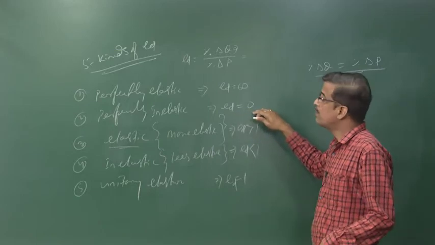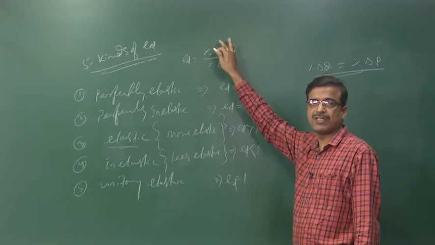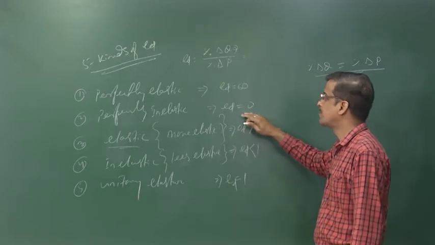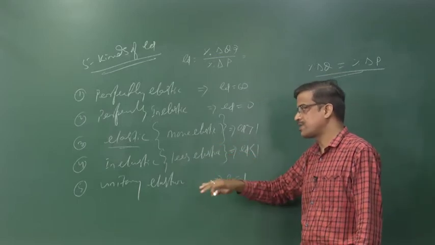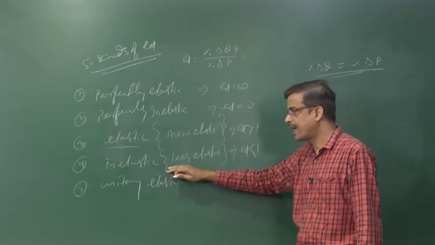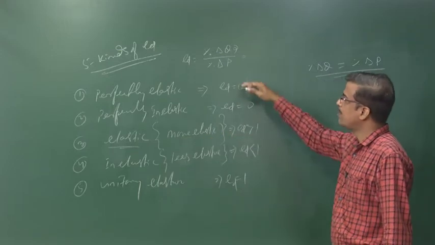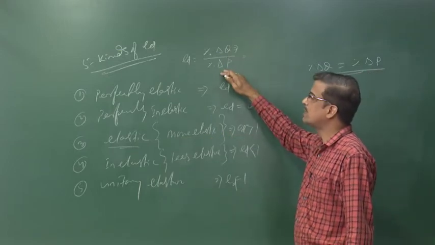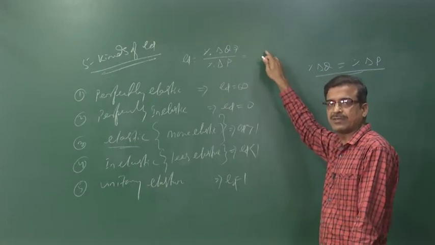Why is it so? Because in that particular case demand turns to be 0, percentage change in quantity demand turns to be 0, therefore elastic demand turns to be 0. But if you take into account the less elastic or more elastic cases, why is it greater than 1? Because the percentage change in quantity is more than that of the price, the numerator is more than the denominator, therefore the net result will be greater than 1.